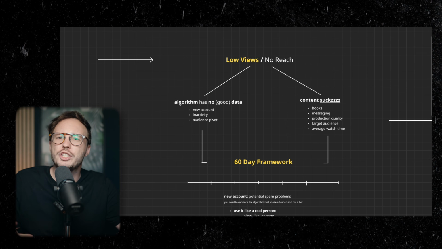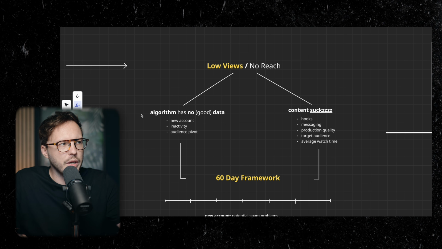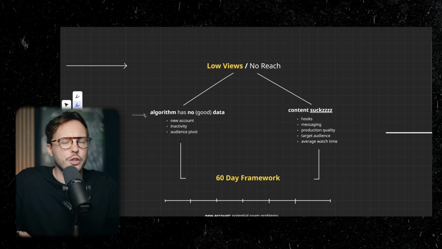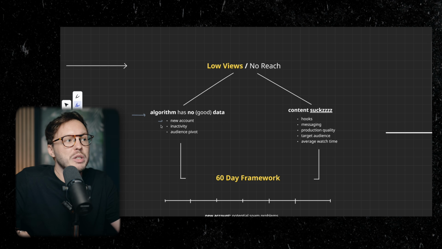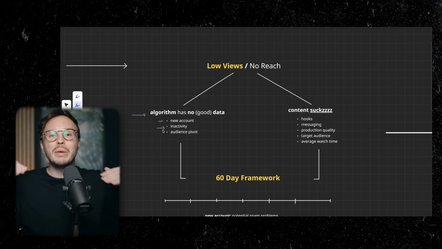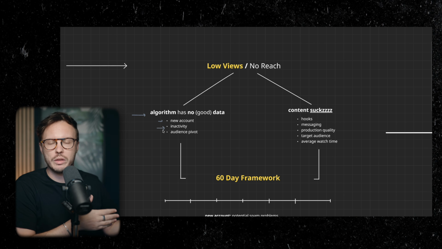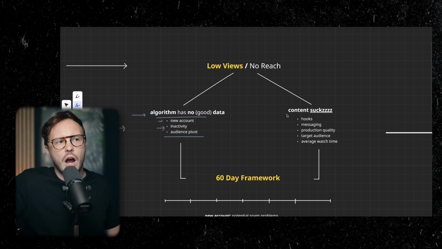So there are only two reasons why you're stuck with less than 10,000 views on average per reel. The first is that the algorithm has no data about you, your audience, or what you do. That could be because you have a new account, because you're inactive and not creating, or don't meet the minimum thresholds the Instagram algorithm wants, or because you've had an audience pivot. And the other is that your content just flat out sucks.